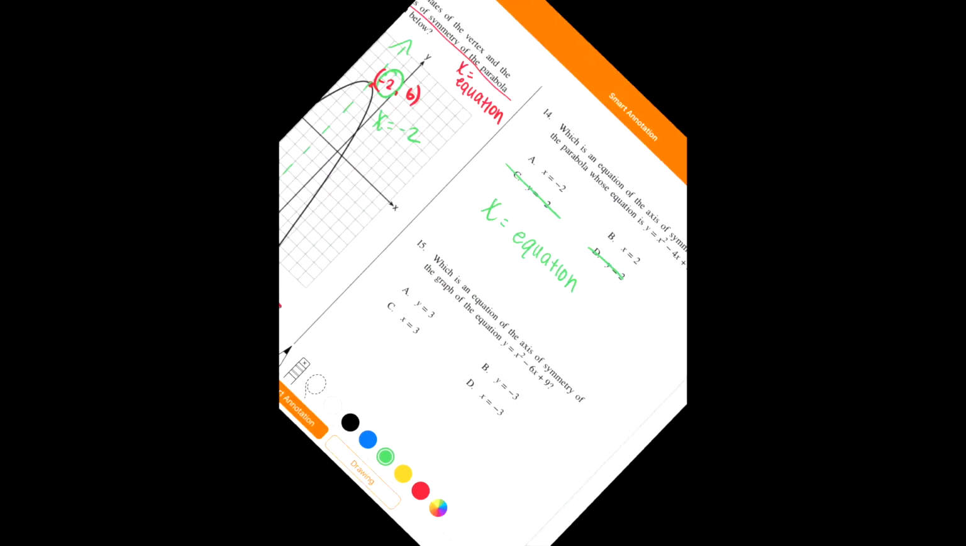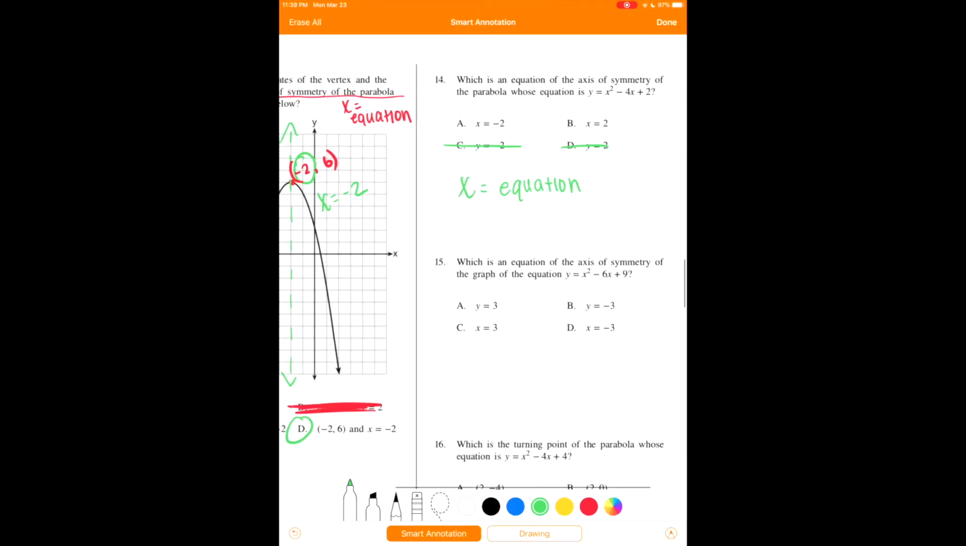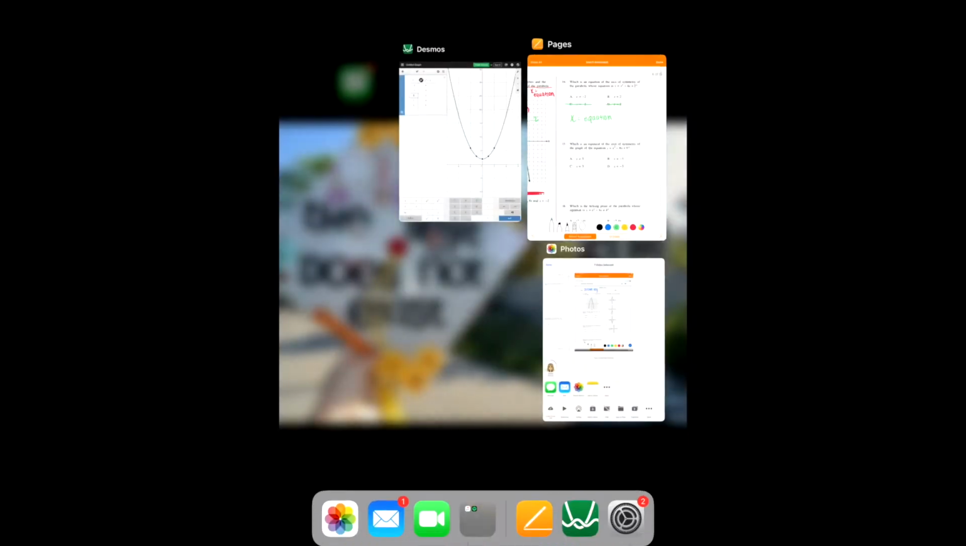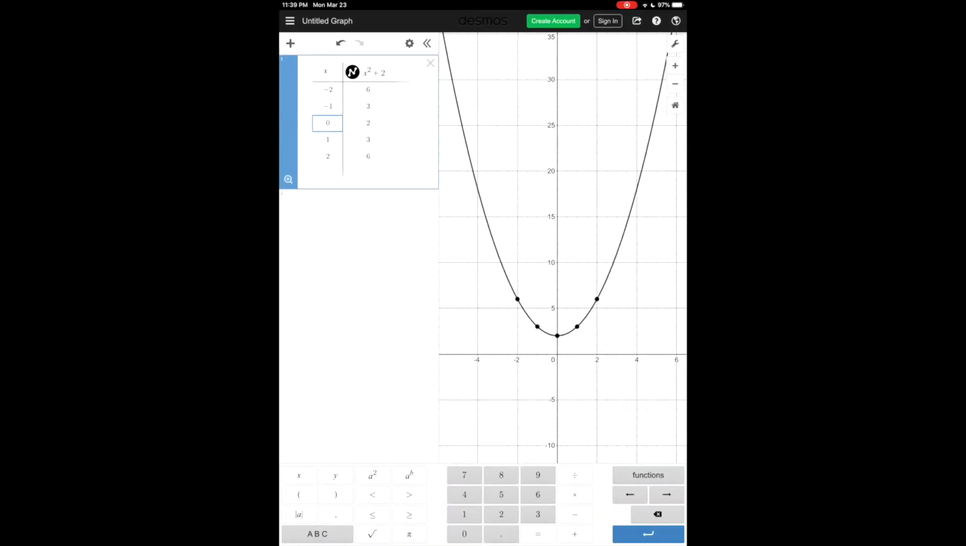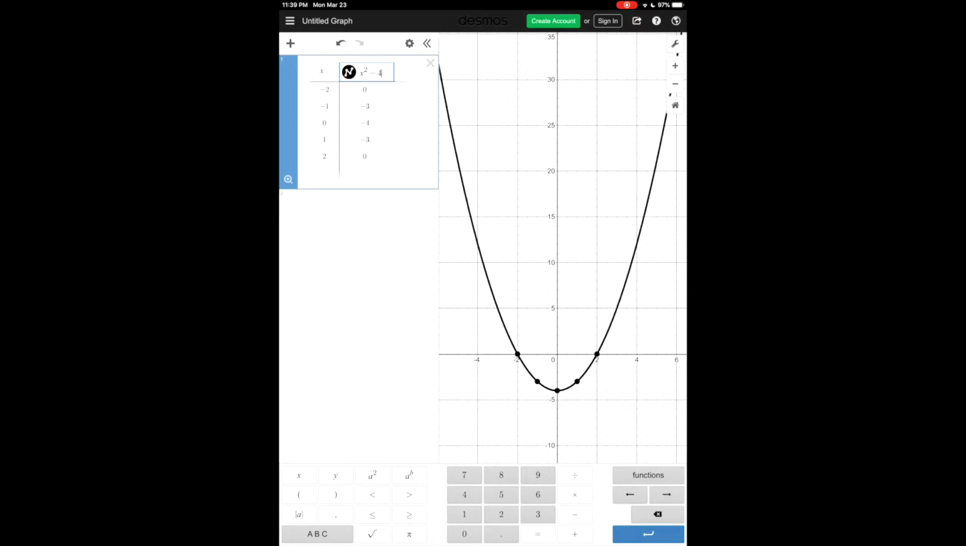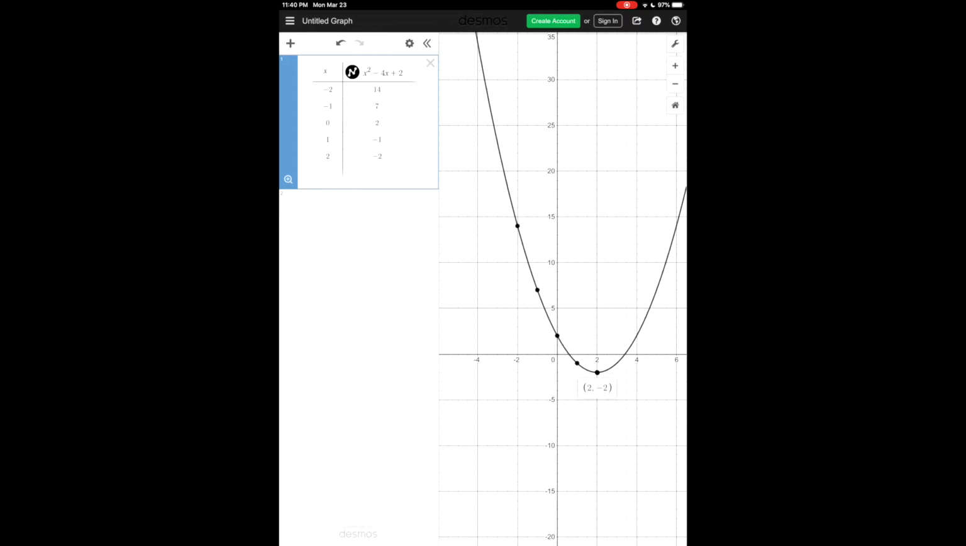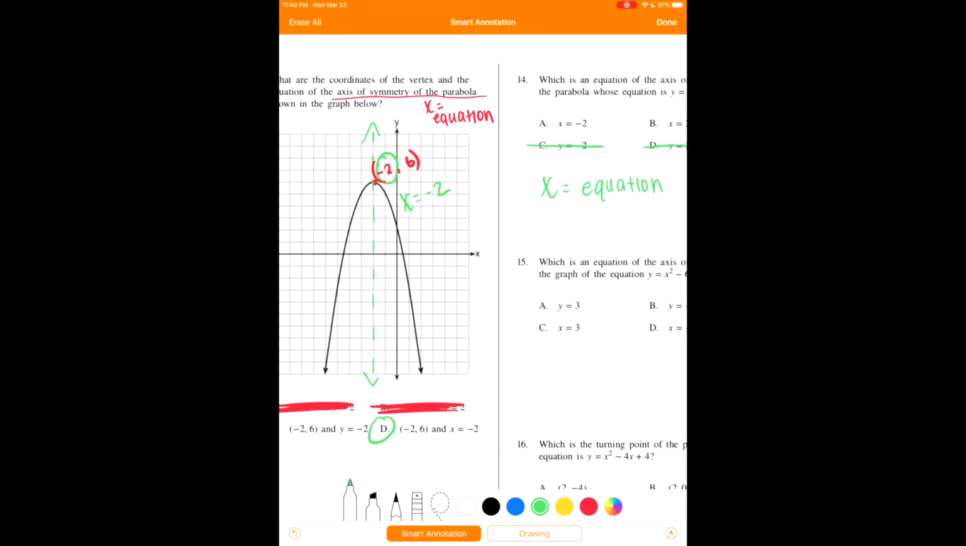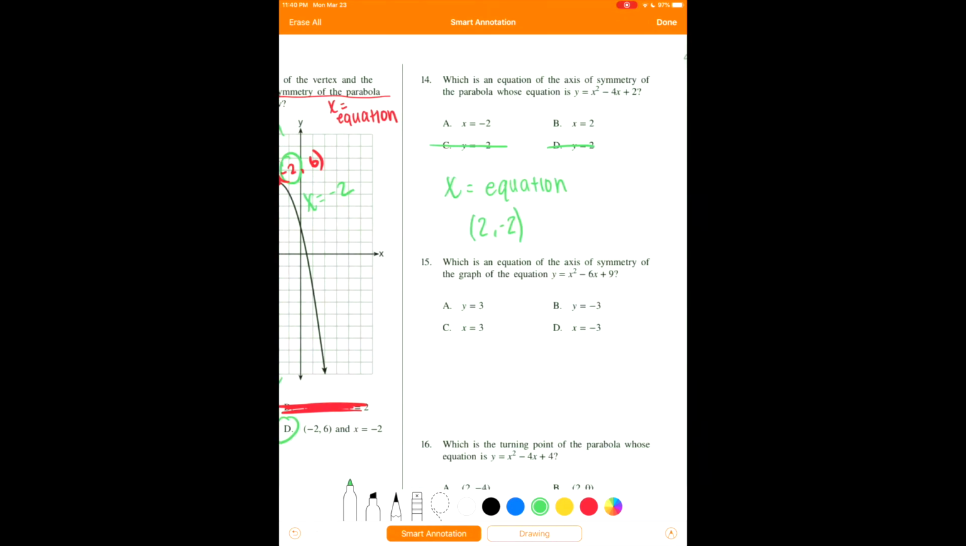And then I'm going to figure out what the vertex is for that parabola. X squared minus 4x plus 2. And it's going to be 2, negative 2. So I'm going to steal that x coordinate. So it's going to be x equals 2 as my answer.